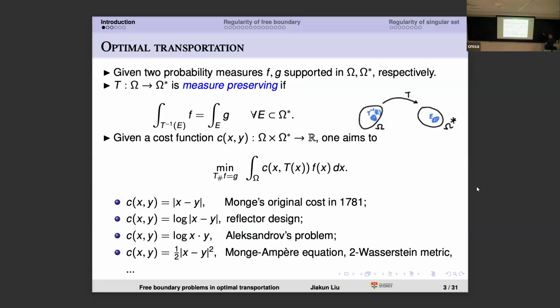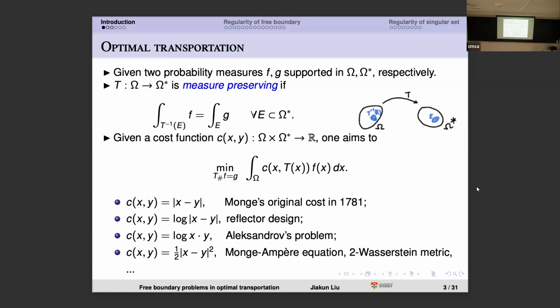Okay. So the problem is, if we have all the initial data and all the target data, how can we design such a hypersurface? That's called reflector design. And we can formulate such a problem into optimal transport with a cost function given by the log function. We can also consider a log of the inner product. So this cost function has an application in geometry that is called the Alexandrov problem. It's dual to the famous Minkowski problem in convex geometry.